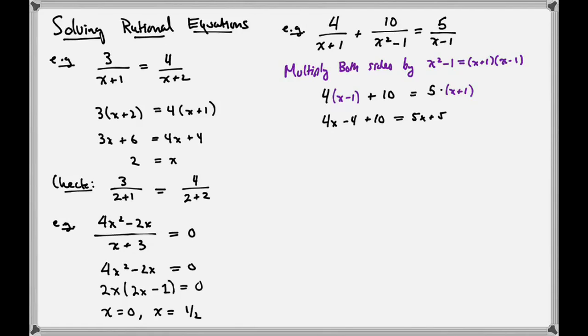I'm going to combine like terms. 10 minus 4 gets me plus 6. And let's bring the 5 over to get 1 and bring the 4x over to get x. And so x equal to 1 is a solution to this linear equation that I solved here after clearing the fractions. But be aware, that number is not in the domain of the original equation.